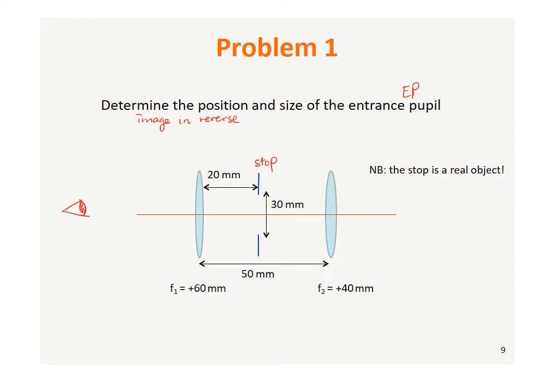So this will be our object distance here, O, and because the stop is a real object, O is going to be a positive number. And we use the focal length of F is 60 mm, and we can work out where the image is located, I. To determine the size, of course we need to know the magnification, which is going to be minus I over O.